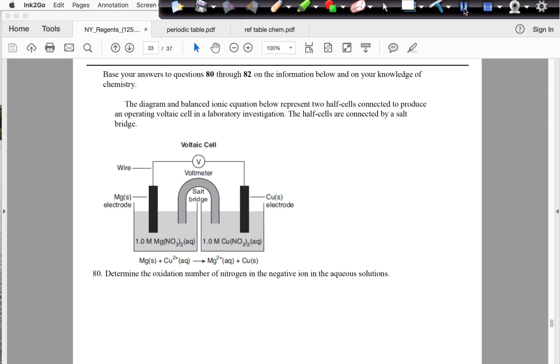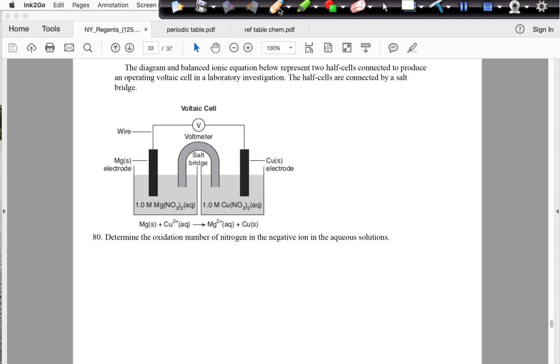For 80 to 82, it says it's based on this voltaic cell. So once again, we want to make sure that we keep looking at this voltaic cell for all of these questions. Now on the Regents, they'll be grouped all together right in a row. So it'll be a little bit more obvious than on my copy. You can see on your copy that there's a dark line at the end of the questions that go together. So it says the diagram and balanced ionic equation below represent two half cells connected to produce an operating voltaic cell in a laboratory investigation. The half cells are connected by a salt bridge.